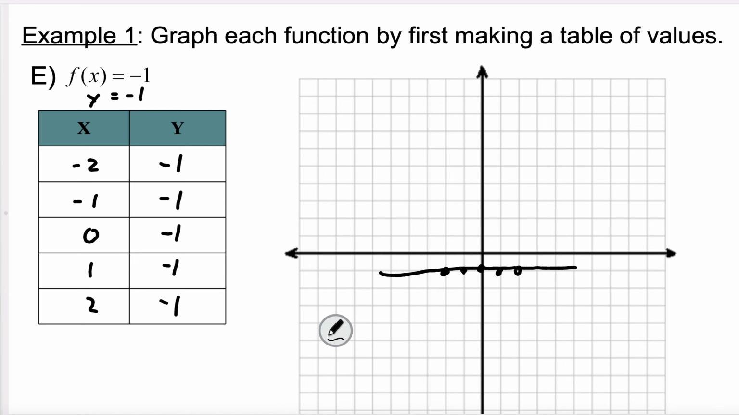It just ended up here with a nice horizontal line. And then I can put arrows here at the ends. So whenever you have just f of x equals just a numerical value, you're going to end up with a horizontal line. I'm going to clean this up a little bit because it's not looking very nice.